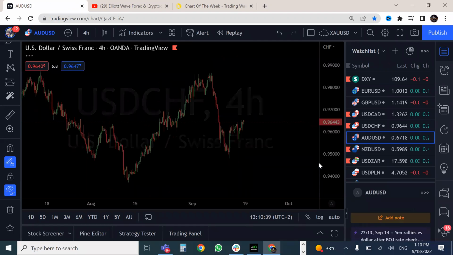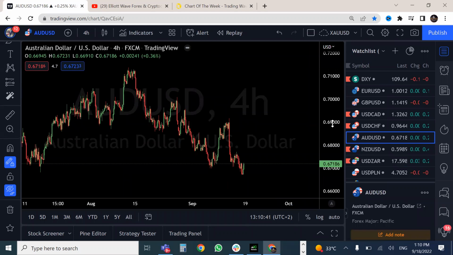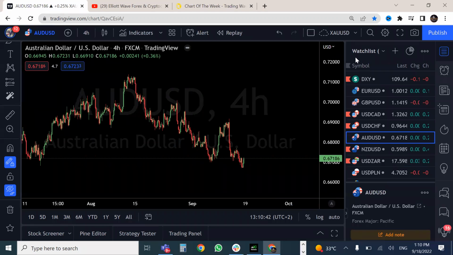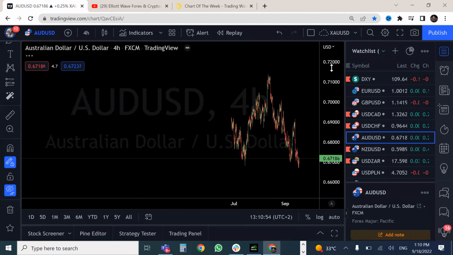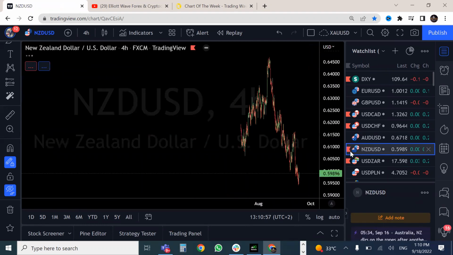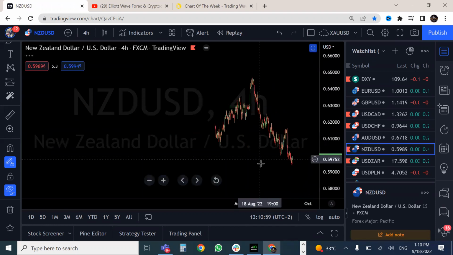AUD US dollar. All right, so AUD US dollar, we've already seen this one during recap. So we're here, we got the pullback. So anything here, we'll anticipate that this should continue to the downside on the AUD US dollar. Okay, so we're anticipating that this will continue to the downside. In New Zealand US dollar, we should see the same thing as well.